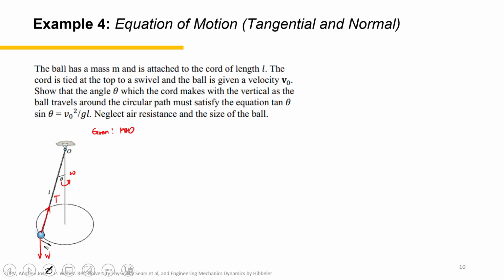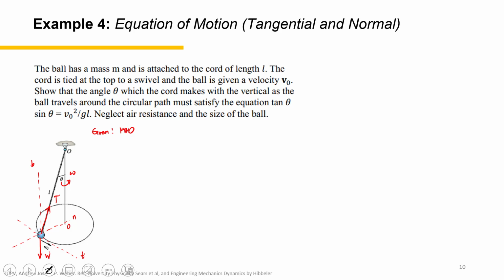So let's draw the normal tangential axis. Of course, the tangential axis is here. Then the normal axis is right here. This is the instantaneous center. That is the N. Okay, and of course this is the binormal. There are no other forces because air resistance is neglected.